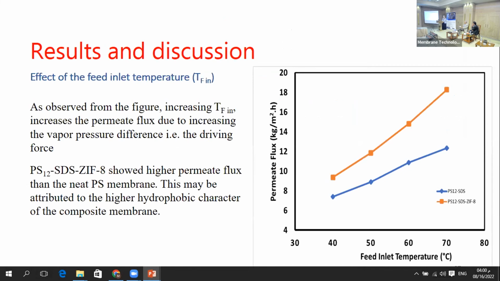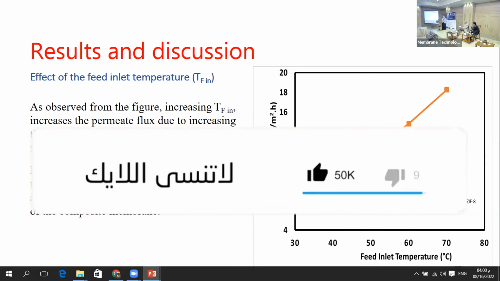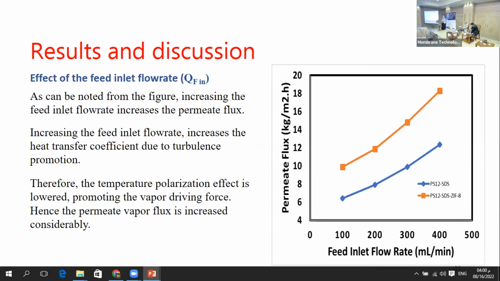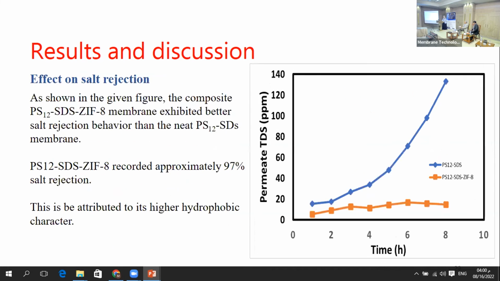Okay, for the performance of the DCMD cell, we can see here the effect of increasing the feed inlet temperature. The feed inlet temperature increased the permeate flux considerably. Also, we can see here that the composite membrane has a higher performance than the neat polystyrene membrane. Also, increasing the feed flow rate increased the permeate flux considerably due to turbulence promotion. Increasing the feed inlet concentration, which is the salt concentration, decreased the permeate flux due to decreasing the vapor pressure difference, which is the main driving force of the operation.